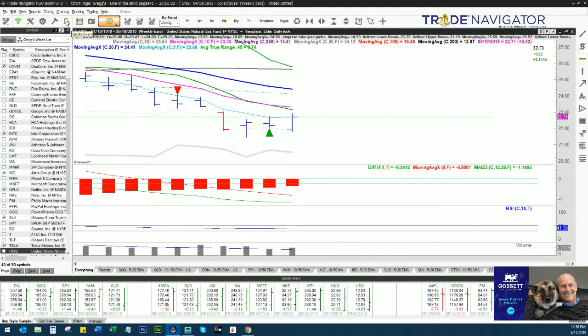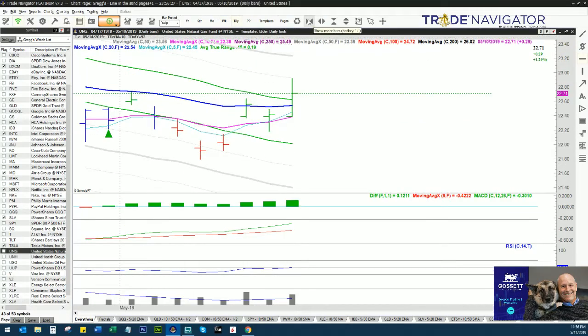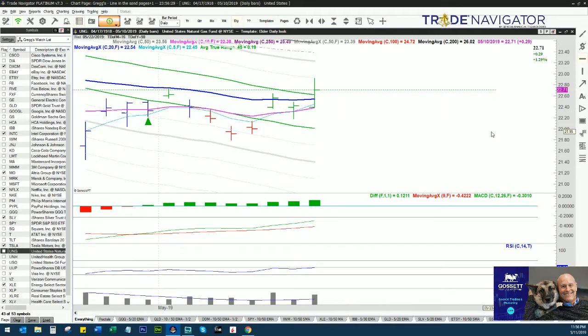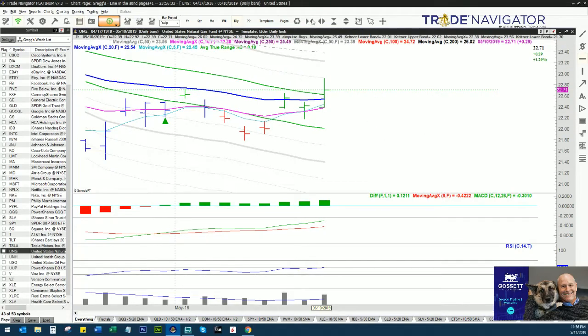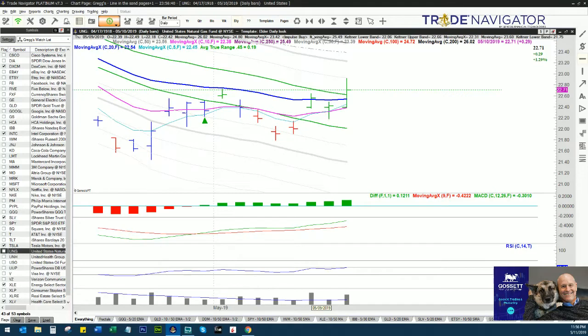Okay, UNG. So why did I buy? I bought UNG on Friday right here. And why did I buy UNG on the daily? Well, multiple reasons. We have a higher low. Do you see this low is higher than this low?